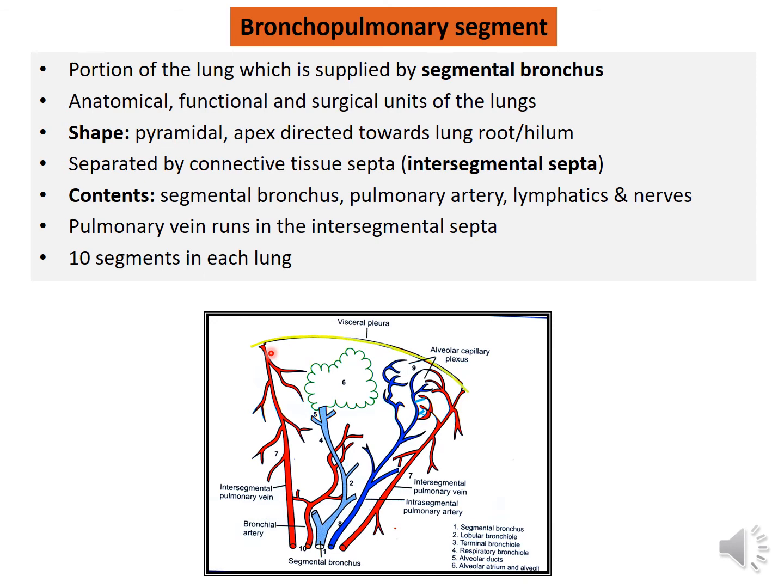Hope you understood. In each lung, how many bronchopulmonary segments are present? There are 10 segments situated in each lung, 10 segments on the right side and 10 segments on the left side. You can see the labeling of the structures of the bronchopulmonary segments within the segment, and some structures, particularly the pulmonary vein, are located in the intersegmental septum.